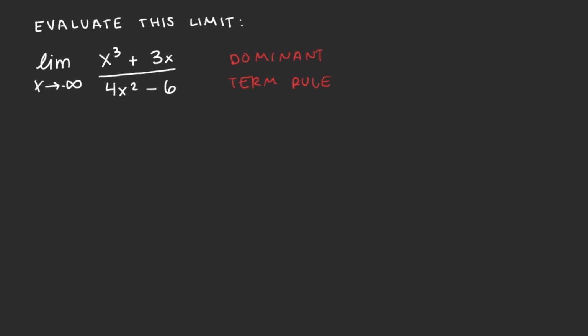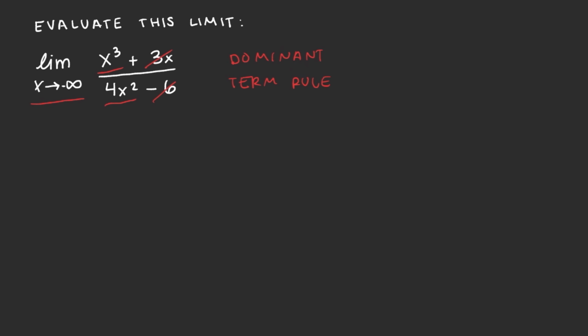Okay, for this next example, we'll evaluate the limit as x approaches negative infinity of x cubed plus 3x over 4x squared minus x. For this problem, we can use something called the dominant term rule, which will only ever be applicable if x is approaching either negative infinity or positive infinity. Basically, we'll only focus on the terms with the highest exponents. Up here, the term with the highest exponent is x cubed, and in the denominator, the term with the highest exponent is 4x squared.